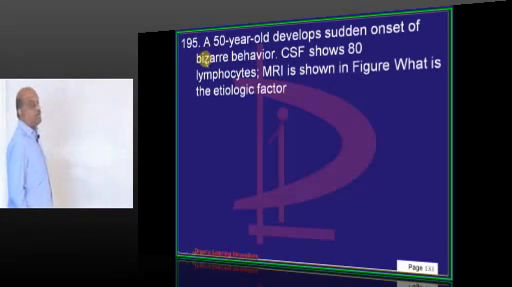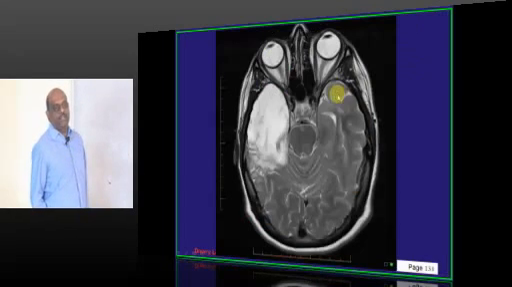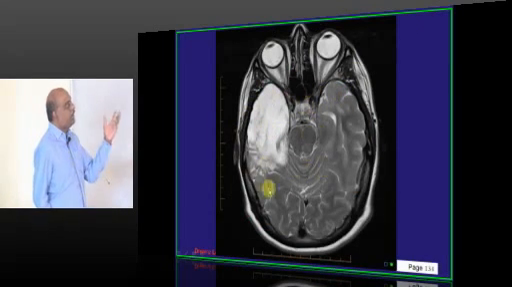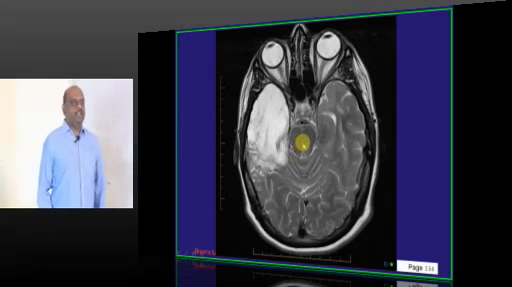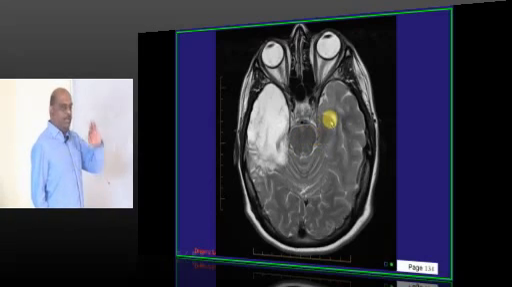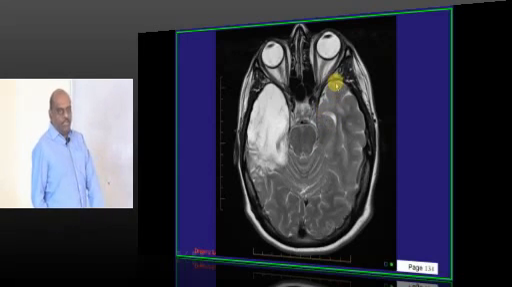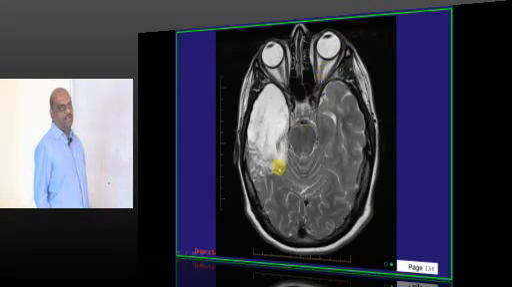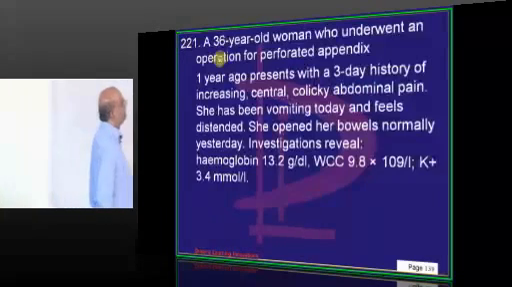A 50-year-old has got a sudden onset of bizarre behavior. CSF shows 80 lymphocytes. MRI is being shown to you, which is showing the temporal lobe involvement. So temporal lobe involvement is a very classical feature of the encephalitis caused by herpes simplex. So above the umbilicus, herpes is all HSV type 1. Below the umbilicus, all genital infections, everything is HSV type 2, is what you have to fundamentally remember.